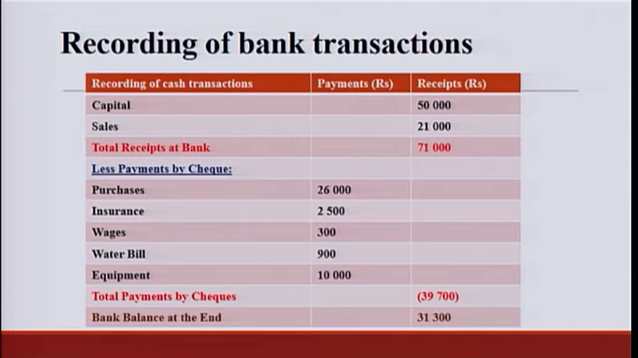Bank transactions are recorded as follows. Total receipts at the bank are 71,000 rupees. Total payments by check are 39,700. To calculate the bank balance at the end, you need to take total receipts at the bank minus total payments by checks. That is 71,000 minus 39,700, which will amount to 31,300.